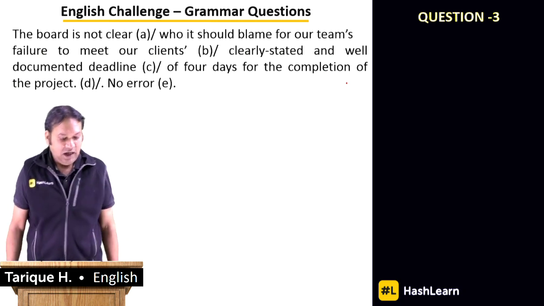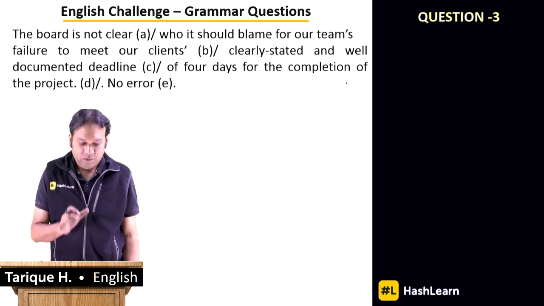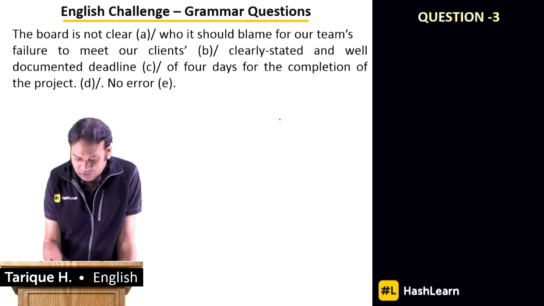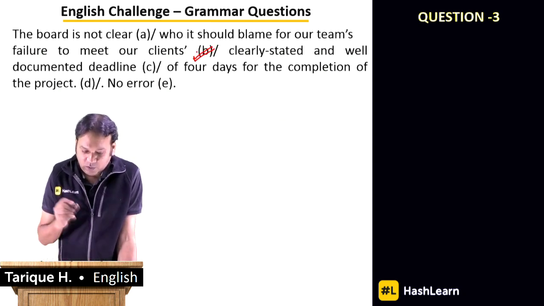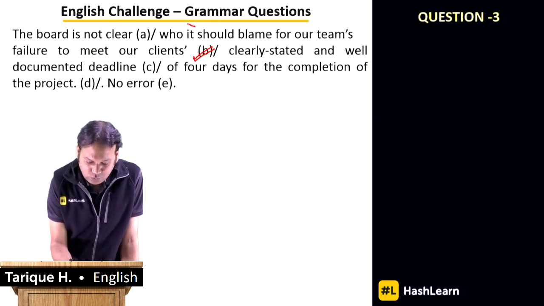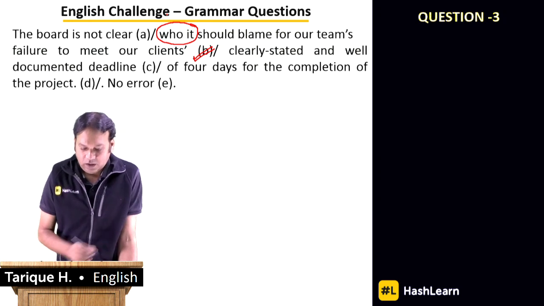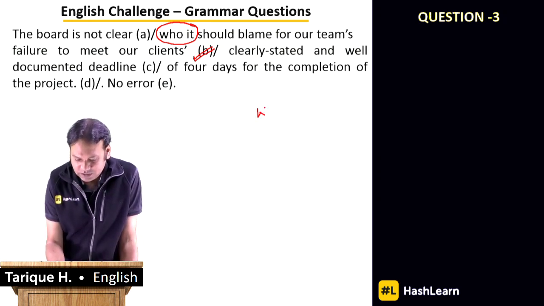That's not right. See here, one rule I will give you. First of all, let me tell you the answer. That's B. B is wrong. And why is B wrong? Because of this: who it should blame. Now you see this sentence, who it.